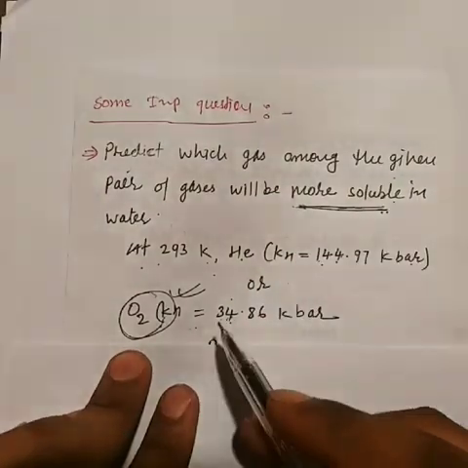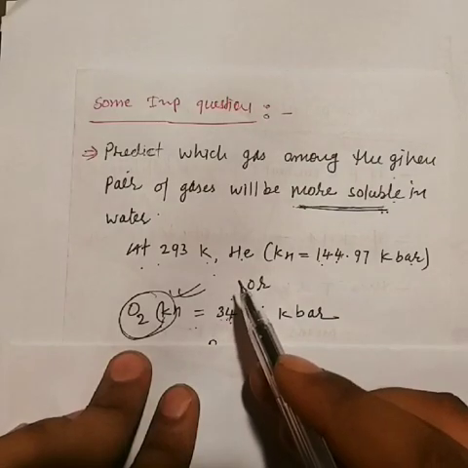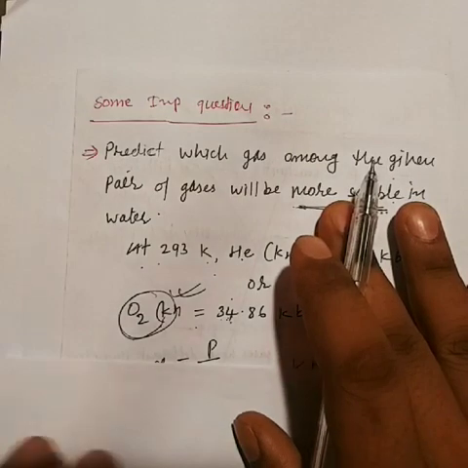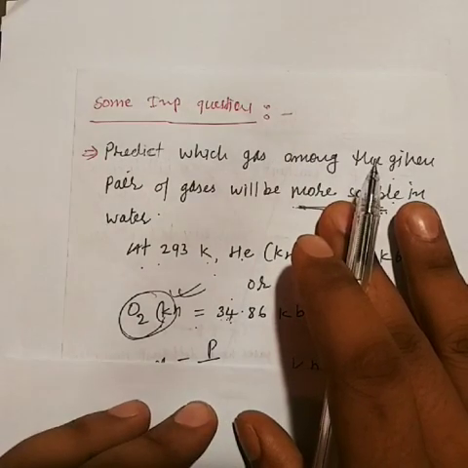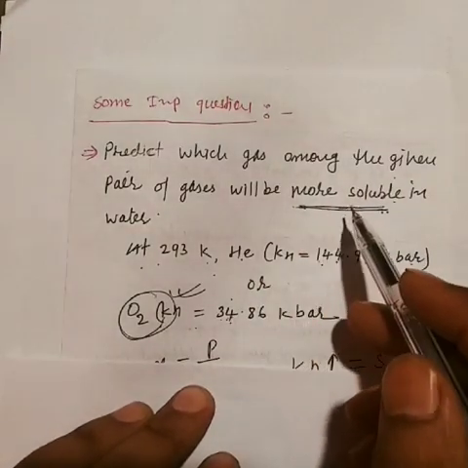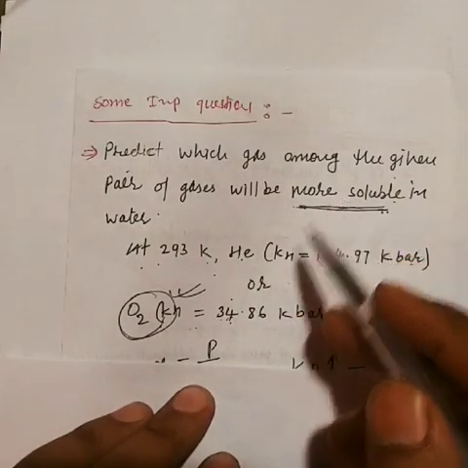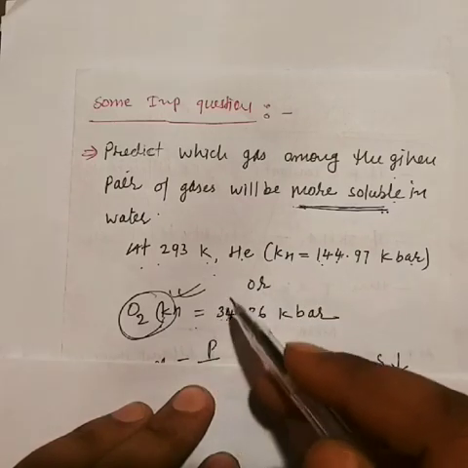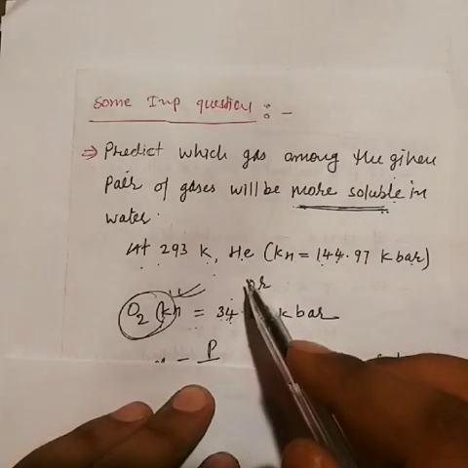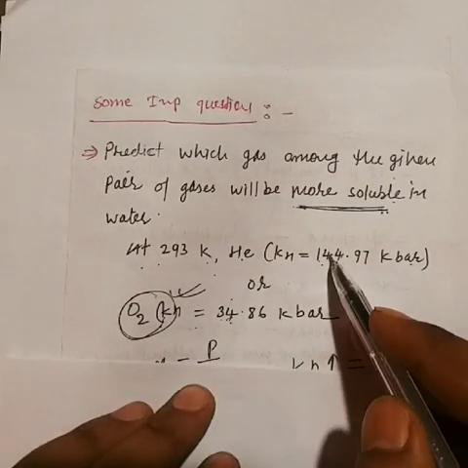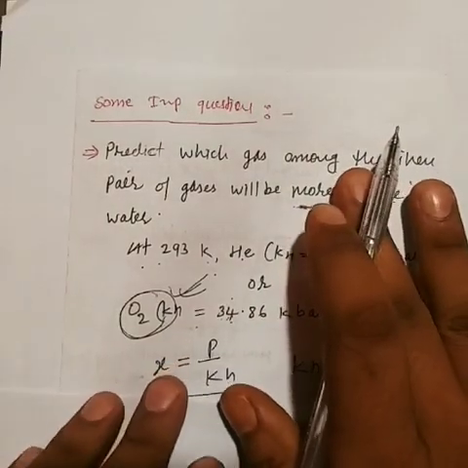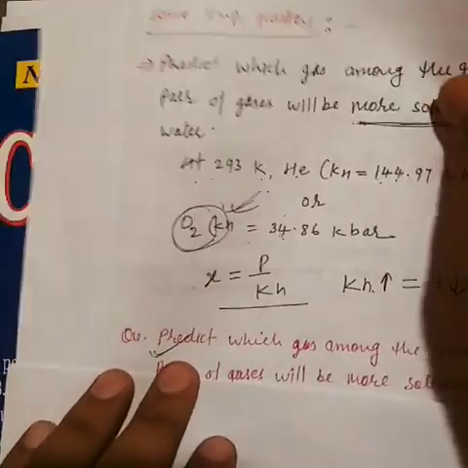water. So definitely, just as I taught you, if we take a higher value of KH, that means Henry constant, then solubility will be lower. Here it asks for higher solubility, so that means the lower Henry constant. So the lower Henry constant gas will be more soluble in water. Now see here, 144 and here it is 34 only. So definitely oxygen is the answer on the basis of these equations.